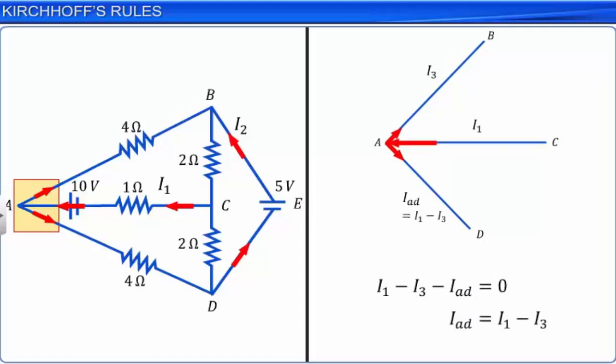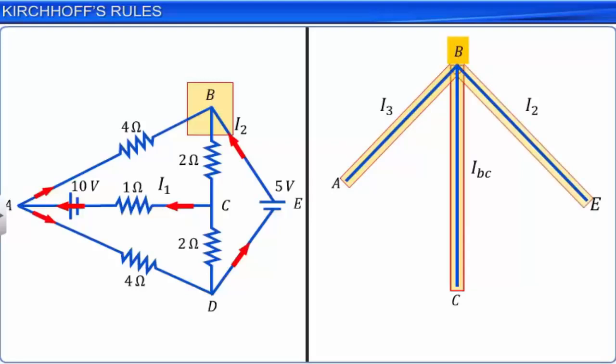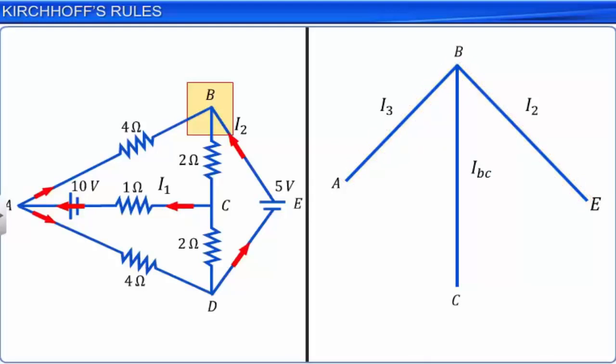Next, let us take the nodal point B. Three branches AB, EB and CB meet at point B. The current in branches AB and EB are already labelled. We have to find the current in branch BC. Currents I3 and I2 are flowing towards point B. Therefore, the current in branch CB must flow out of the point. We now apply Kirchhoff's first rule to find the magnitude of this current.